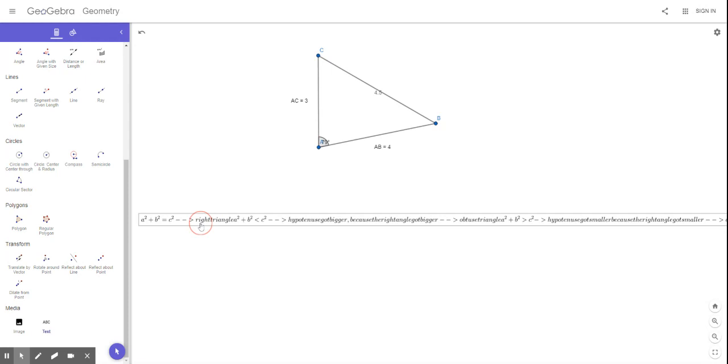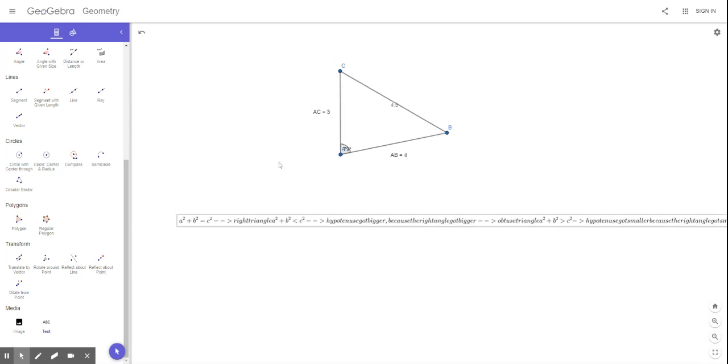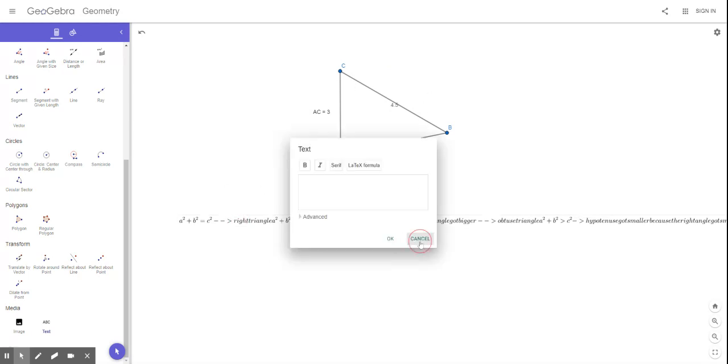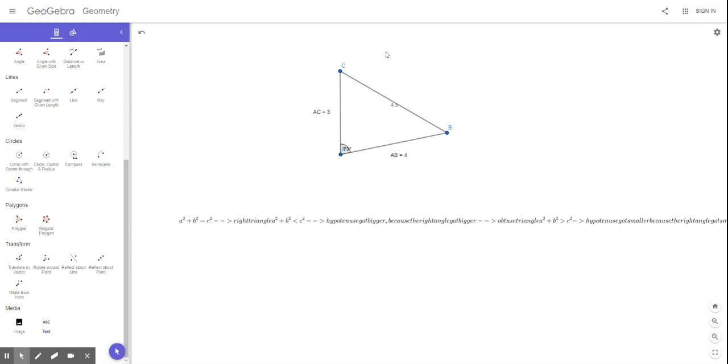So a squared plus b squared equals c squared, it's a right triangle. A squared plus b squared is less than c squared, the hypotenuse got bigger because the right angle got bigger, so it's an obtuse triangle. So that's how we'll look at our 2C part 2 notes. And there's a visualization of it here on video for you, but we'll still talk about it together.